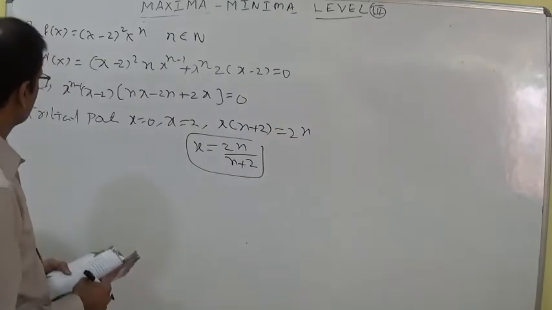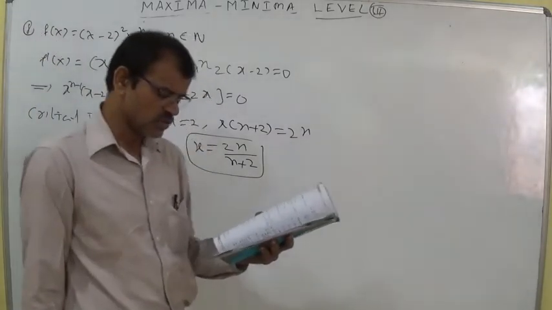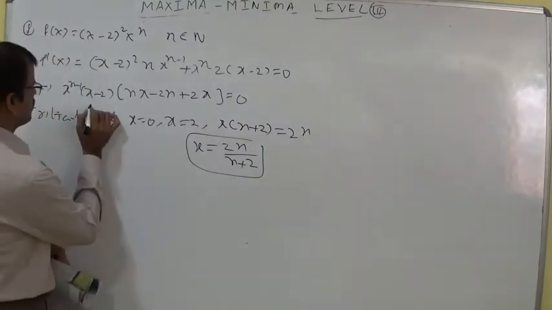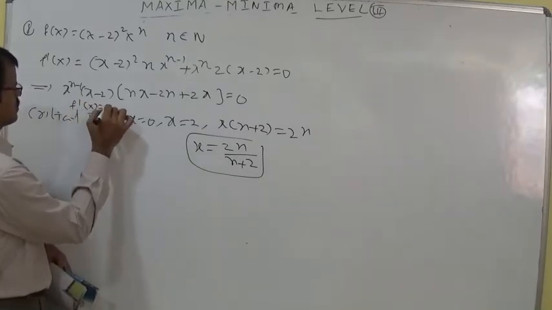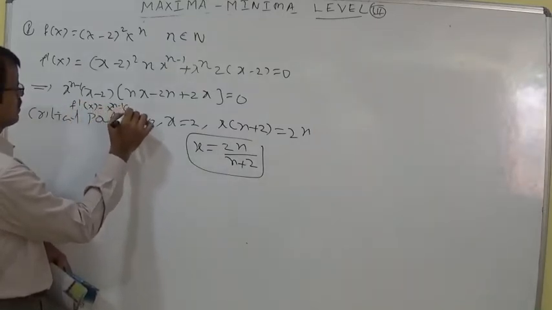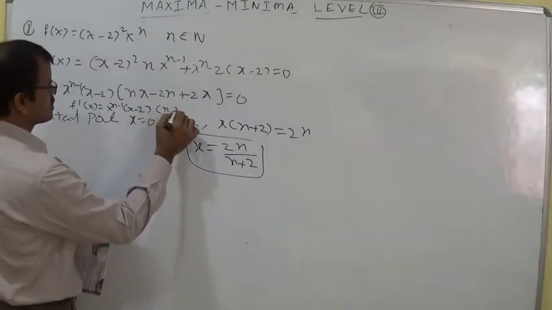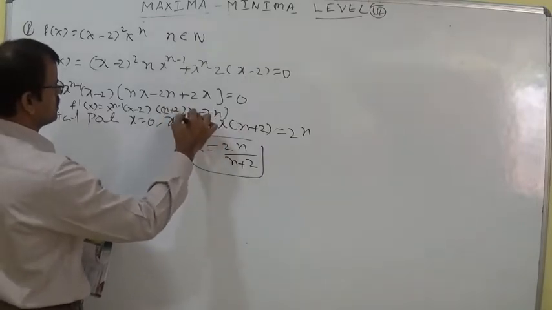Regarding using the first derivative test, let us discuss the options. So maximum at x equal to 2. Anyhow, we'll calculate the second derivative. Here I am writing f'(x). f'(x) is equal to x^(n-1) (x-2)((n+2)x - 2n).